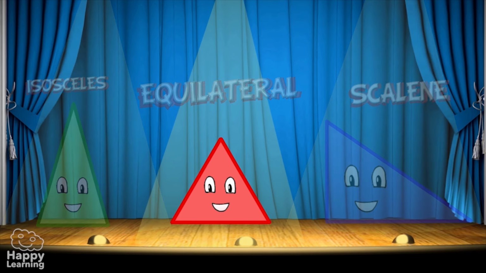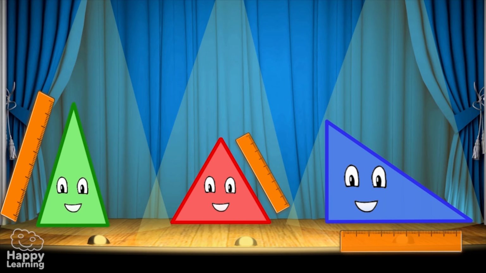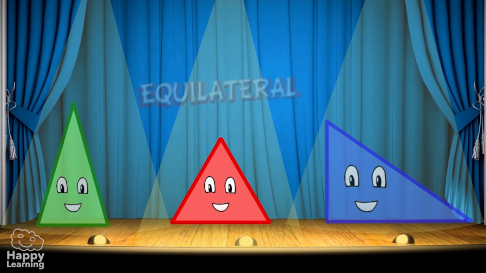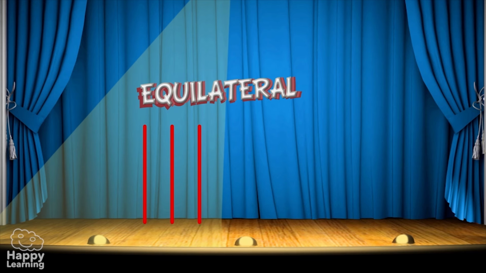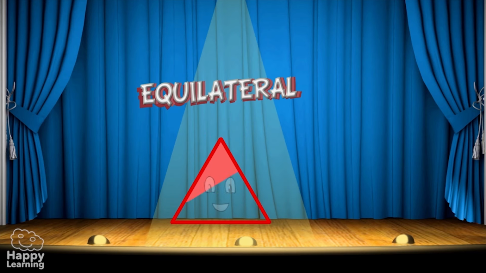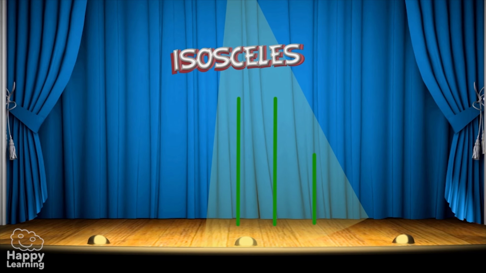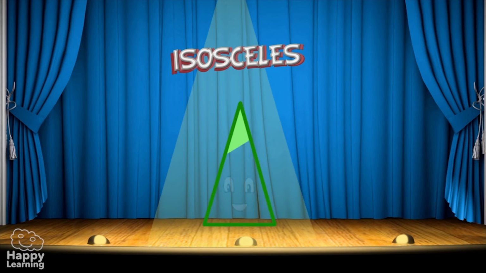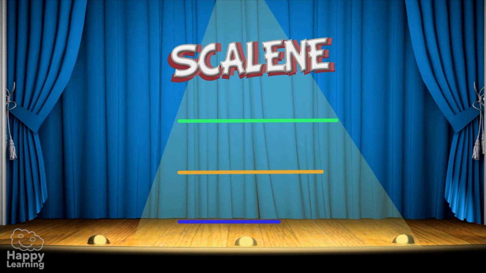All triangles have 3 sides, and depending on the length of their sides, they can be classified like this. An equilateral triangle, all three sides are equal in length. An isosceles triangle, two sides are the same length and one is different. And a scalene triangle, all three sides are different in length.